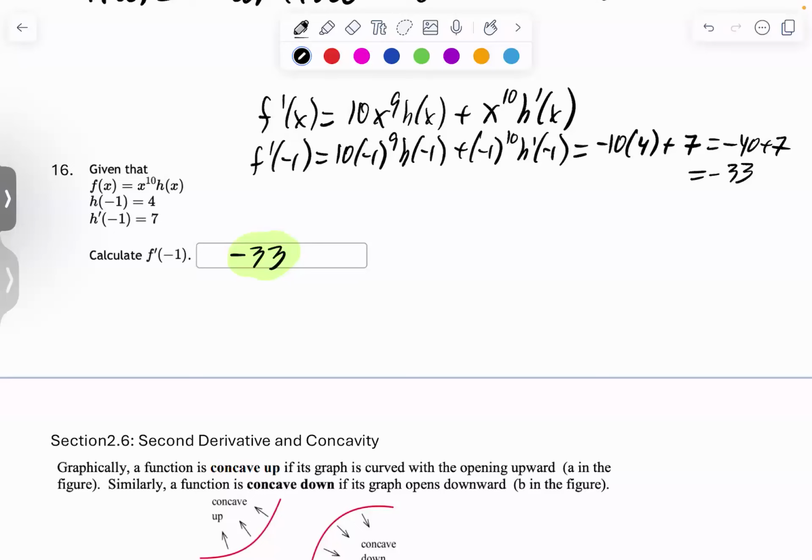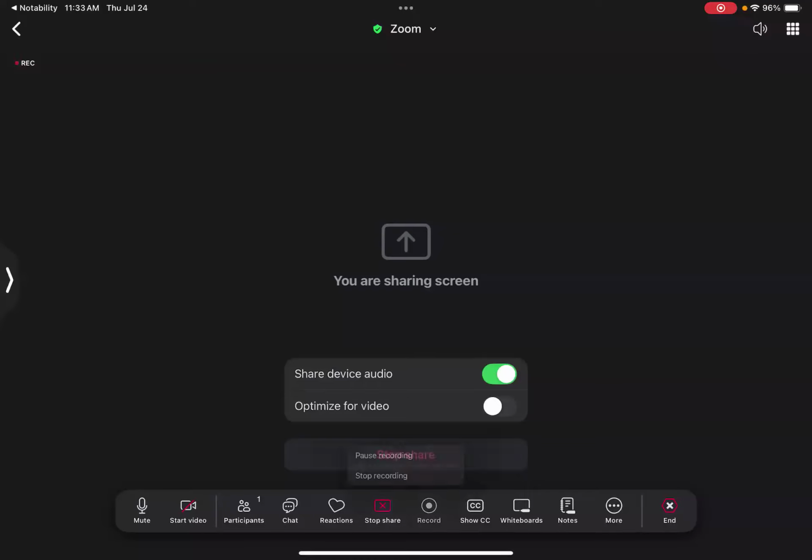All right. Well, welcome to the world of derivatives. That will be something we will use for the rest of the semester.